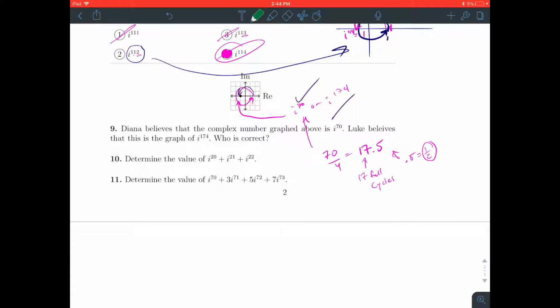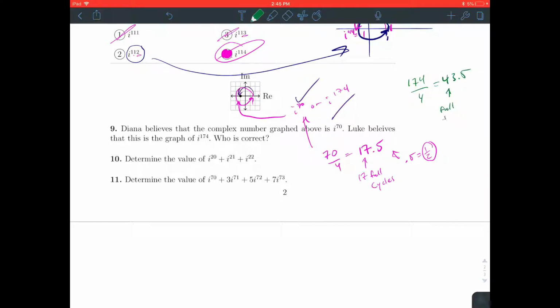Let's see about Luke. Luke says 174 divided by 4. Let's see what that is. Oh my gosh, I have to use my calculator to do this. Put myself on the spot. 174 divided by 4 is 43.5.